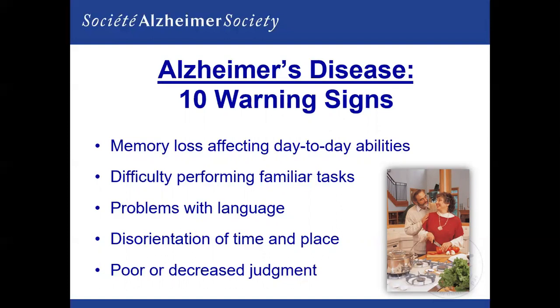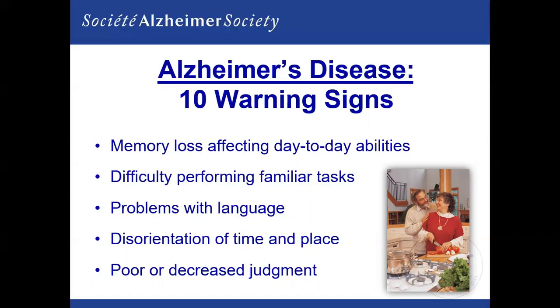So as we look into more detail at some of the warning signs, first, memory loss affecting day-to-day abilities. It's normal for us to occasionally forget appointments or someone's name or someone's phone number, only to remember them a short while later. However, for a person with Alzheimer's disease, they may forget things more often, or they might have difficulty recalling information that they've recently learned. So they're having a hard time holding on to that information.